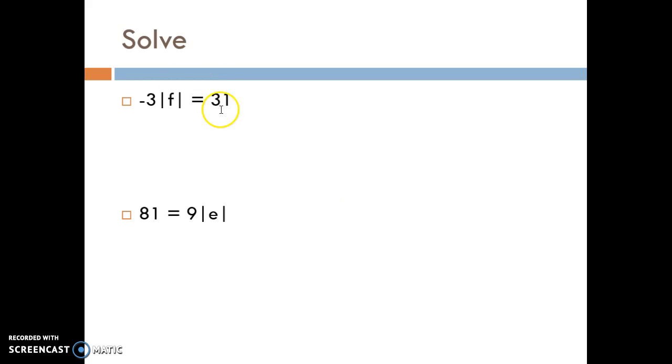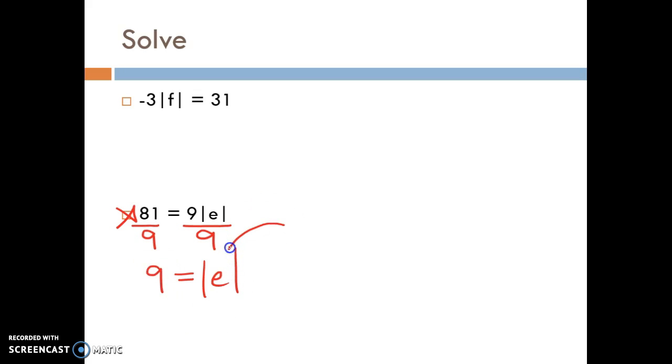Last up, I lied. I thought that was the last slide for part 1. Be able to solve absolute value equations. Let's start with this one right here. Similar in that we want to get our variable all by itself. The absolute value of e is equal to 81 divided by 9, or 9.